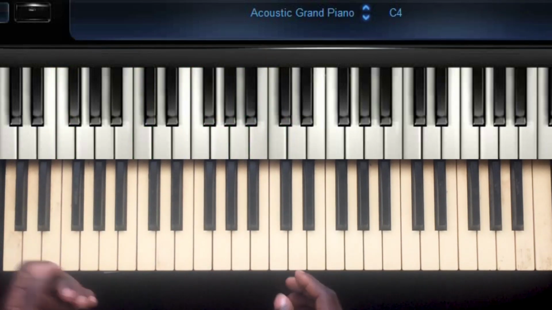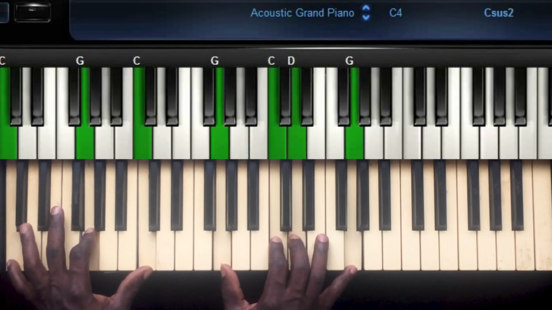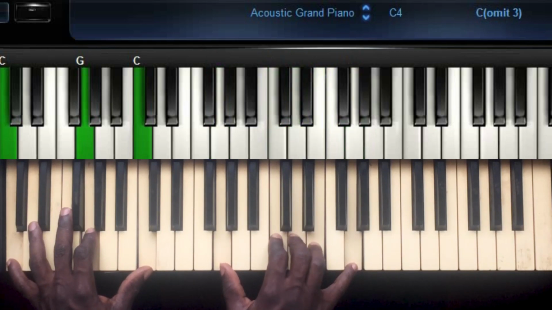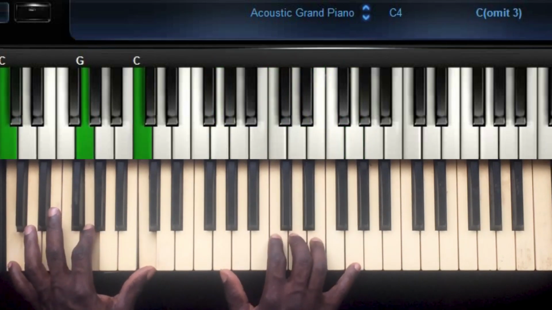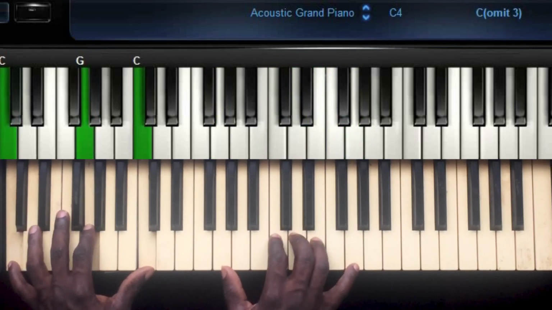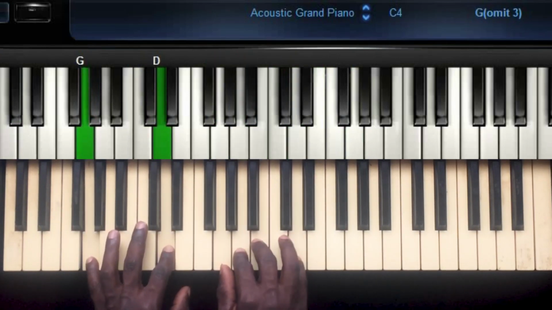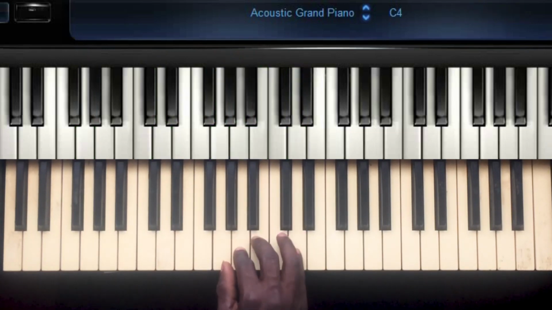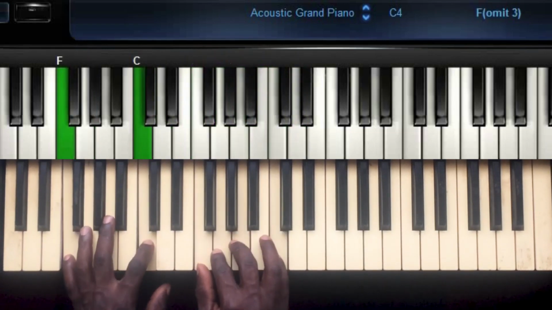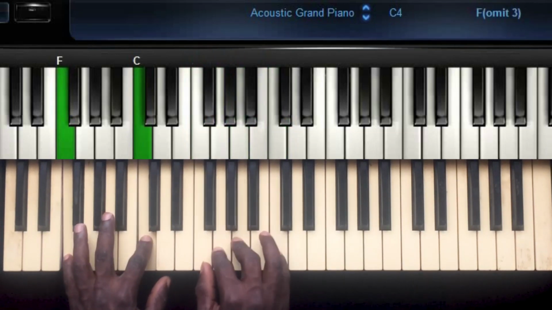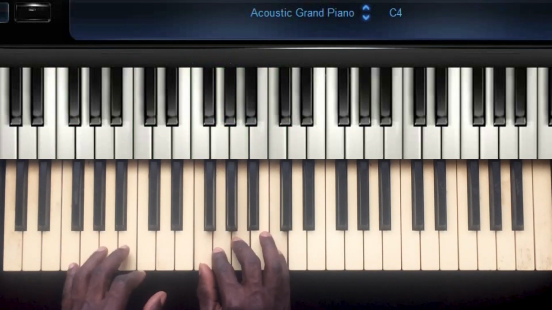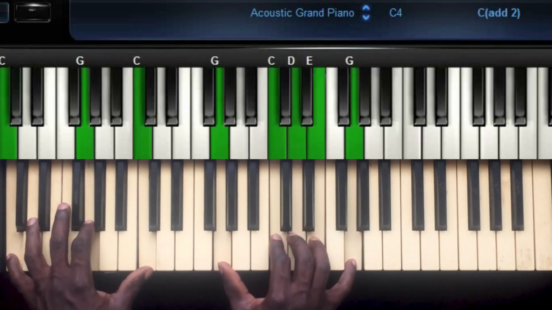Then the last part, oh, oh, that's chord 1, oh, chord 5, oh, we are moving to chord 4, oh, oh, back to chord 1, oh.